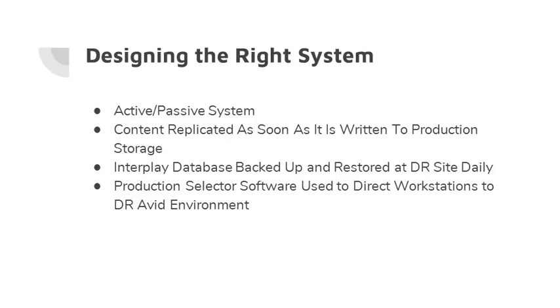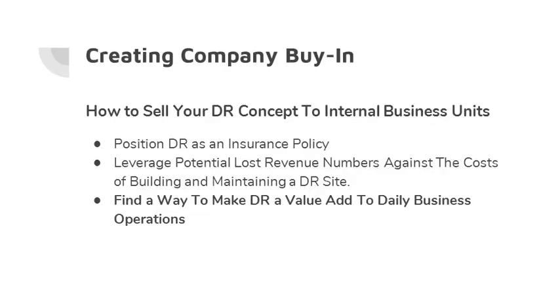And the last piece of it is a product called Production Selector. So we use this software on all of our edit workstations to direct them to either our DR or main system. So I think we're at the point where it's great. You've got a great system, you've tested it, it works, but what good is it if you can't get the buy-in, right? So the next part is creating buy-in.